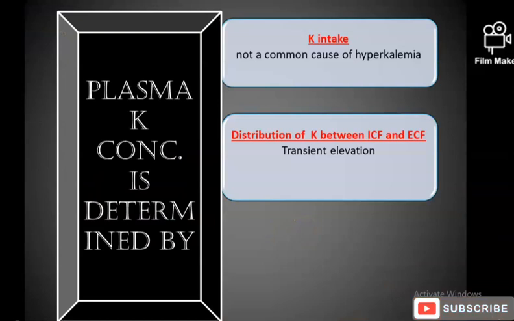The other factor that affects the concentration of potassium in the extracellular fluid is the distribution of potassium between intracellular fluid and extracellular fluid, and any factor that increases the movement of potassium from the cell to the extracellular fluid can lead to a rise in the extracellular fluid potassium, and that can lead to transient elevation or transient hyperkalemia. Any factor that moves potassium from the extracellular fluid to the intracellular fluid can treat a patient with hyperkalemia. There are many factors that affect the distribution of potassium between intracellular fluid and extracellular fluid, and we'll discuss them in the next video.